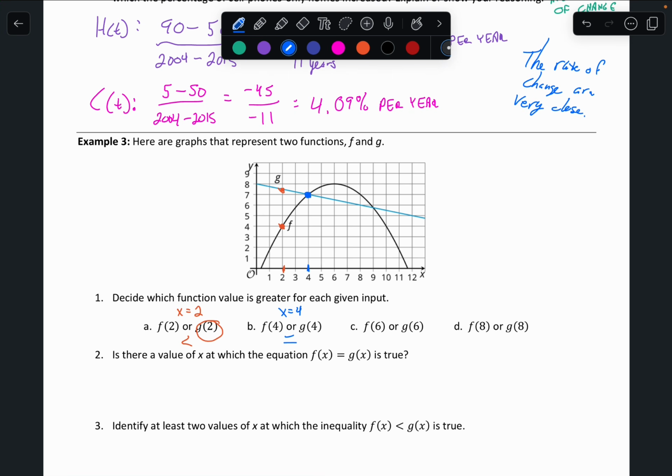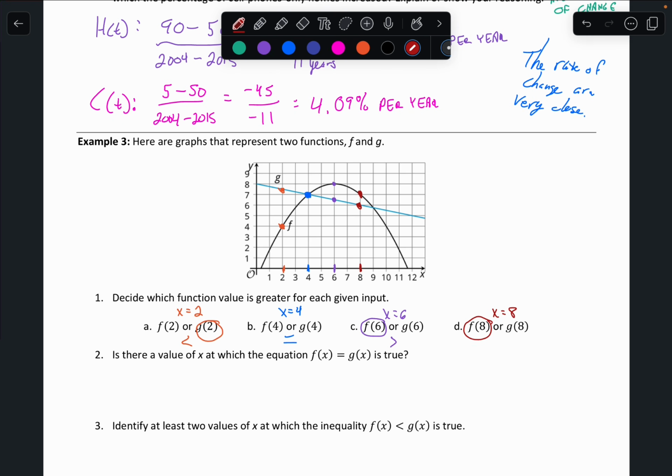All right, next one is 6. We're plugging in 6 for x, and we look at the two outputs. Here f of 6 is greater than g of 6 because f of 6 is getting a higher output than g. And then the last one here says f of 8 or g of 8, so we're plugging in 8 here. And notice that f of 8 is still higher. We're getting a bigger output than g of 8, okay?